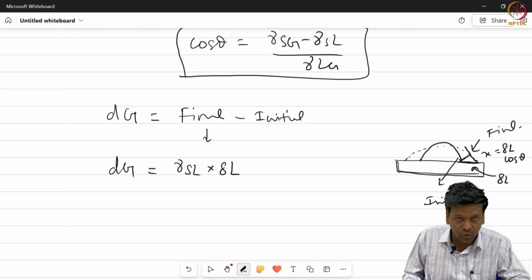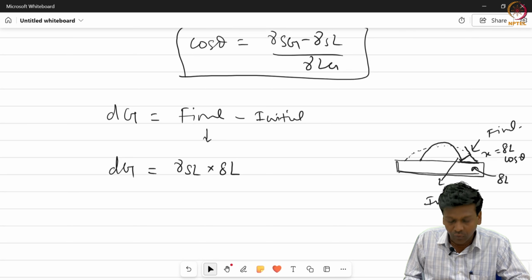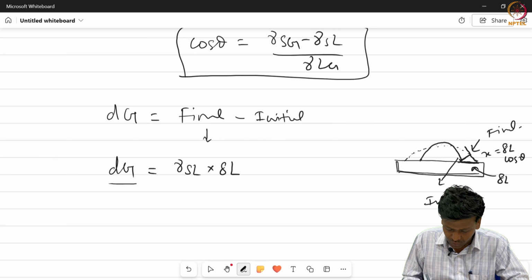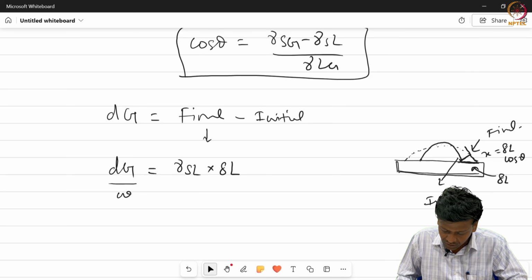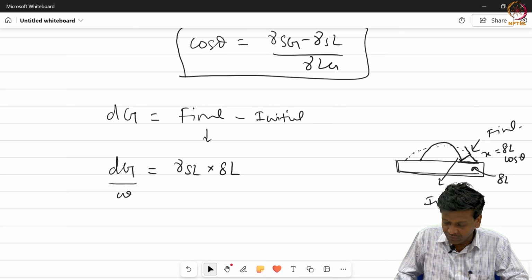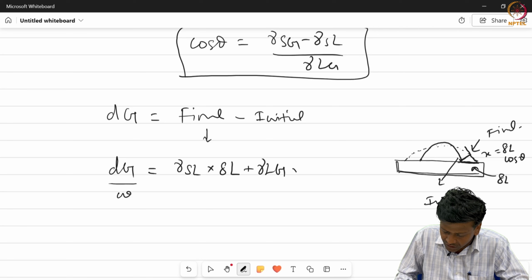So if you look at this, gamma SL into delta L is nothing but the force, because it will be Newton ultimately. To make this equation consistent, we will divide this change in Gibbs energy with respect to unit of width, so that the equation is consistent throughout. Now, the final configuration is not only gamma SL, but it also has gamma Lg into delta L cos theta component.